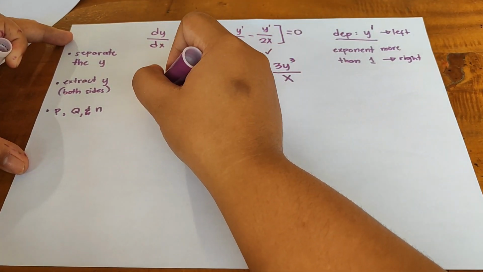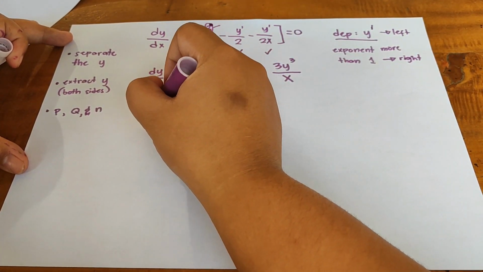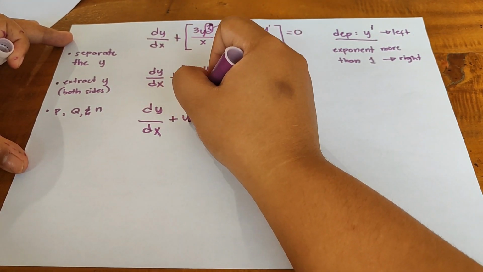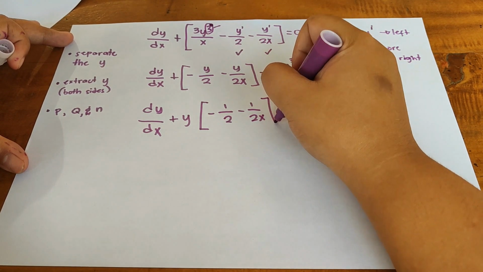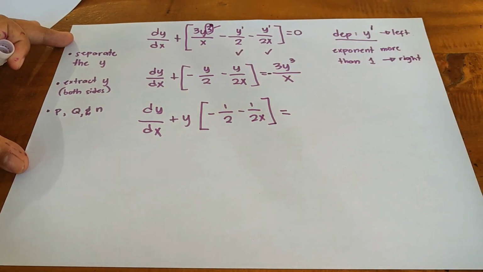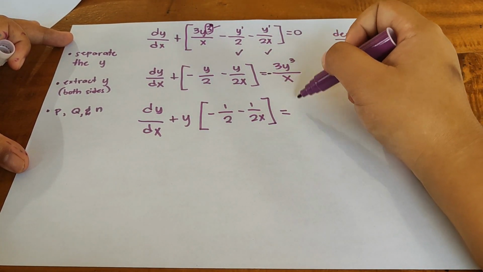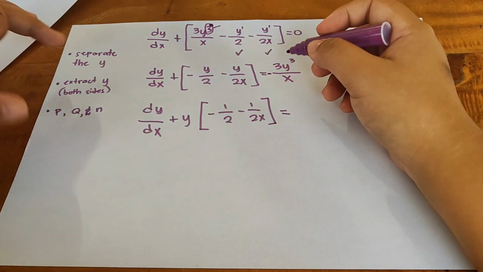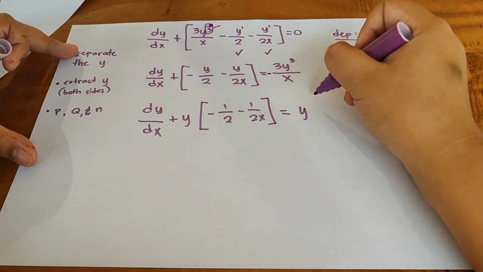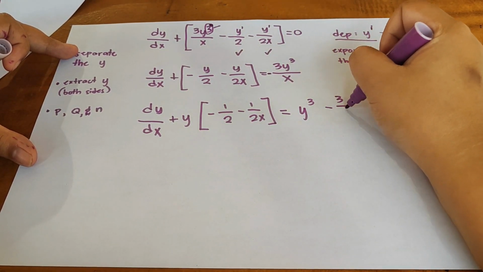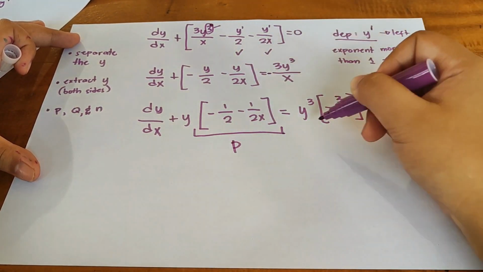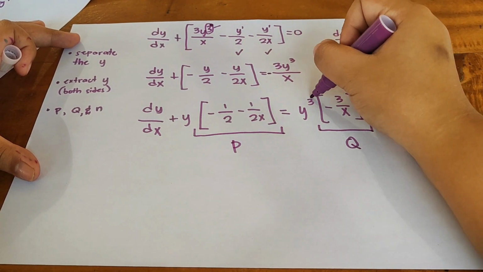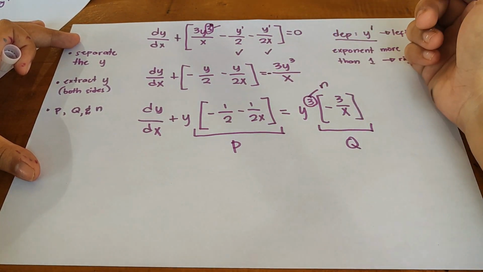Now we will extract the y variable from both sides of the equation. So we have dy over dx plus y since we extracted y, and now we are left with negative 1 over 2 and negative 1 over 2x. And of course, on the right side, we will still extract the y variable. So our y variable will be y to the power of 3, and we will be left with negative 3 over x. And with this, we can now have our p, our q, and our n, which is the exponent.